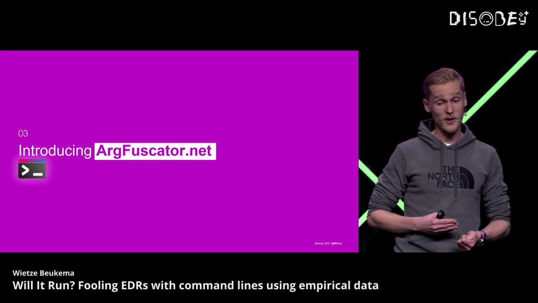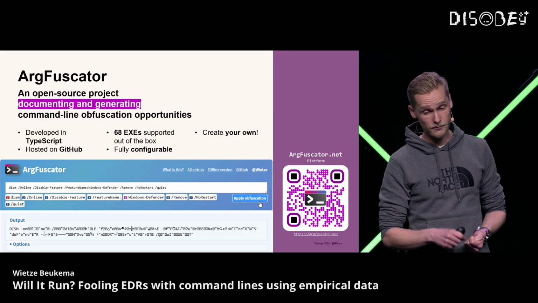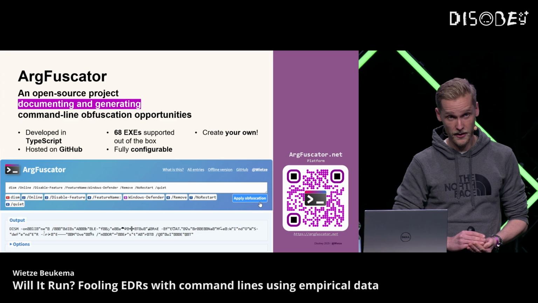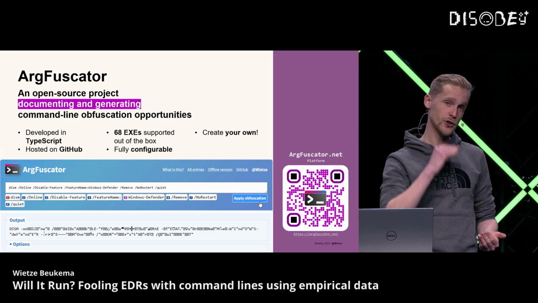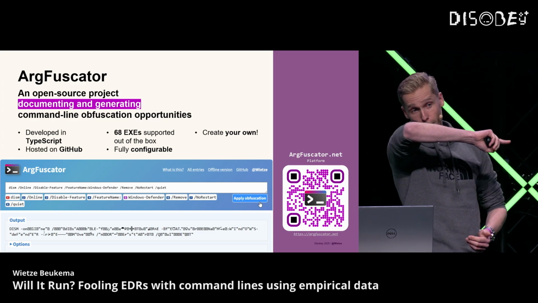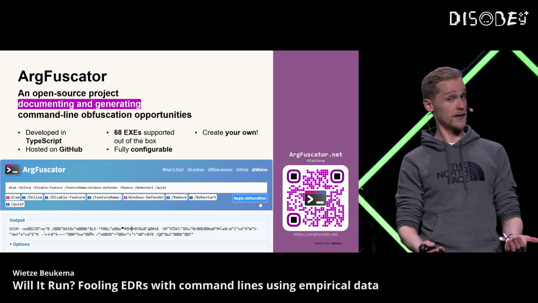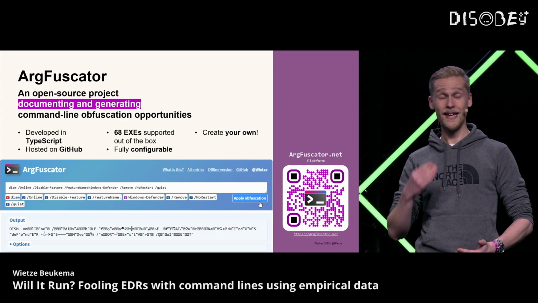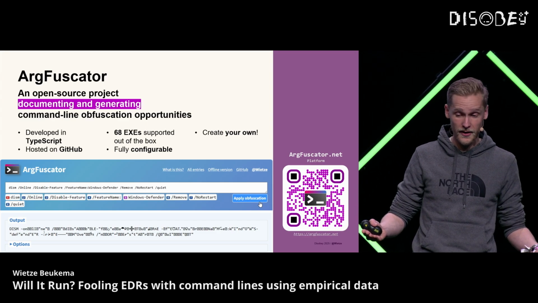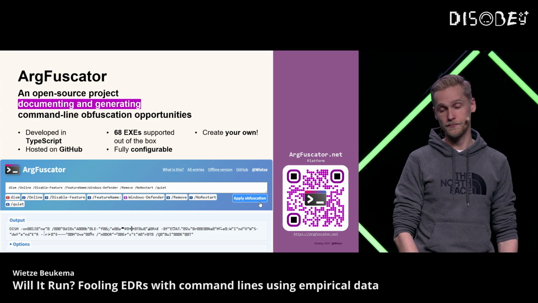So that's why a couple of days ago, I launched argviscator.net, a website making life a little bit easier, which documents all these findings. You can look up an executable, and it tells you exactly what types of obfuscation it's susceptible to. But it doesn't stop there. And this is the thing I really like: it allows you to generate command lines. Similar to Invoke-Argviscator, you just paste the command line, even easier. You don't have to define it. You click apply obfuscation, and it spits out an obfuscated version.